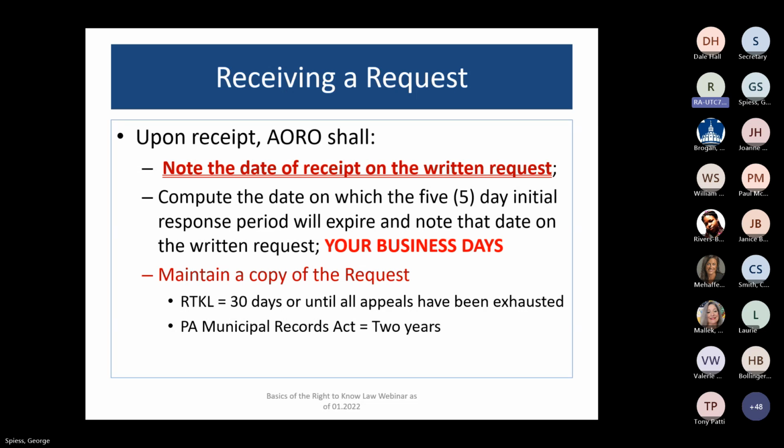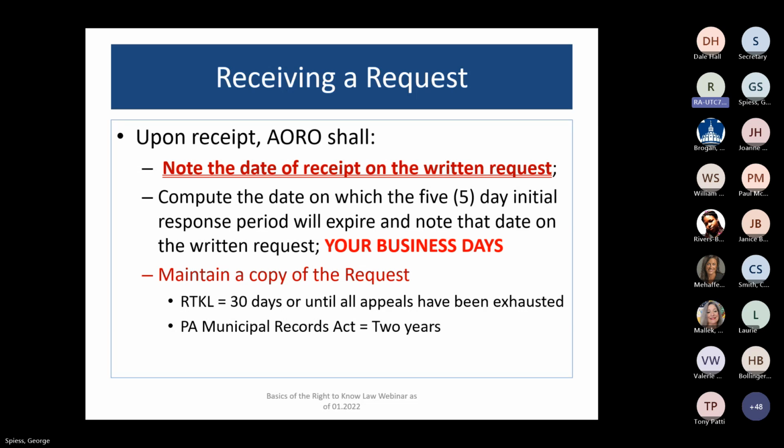Okay, maintain a copy of your request. Now, the right to know law says 30 days or until all appeals have been exhausted. If it ends up getting appealed all the way up to the Pennsylvania Supreme Court, that could take several years. So you want to hang on to stuff. Within Pennsylvania, though, there is another law. It's called the Pennsylvania Municipal Records Act. If your municipality has adopted this law, it says hang on to everything for 2 years. After 2 years, provided there's no appeals pending, you can dispose of it. I would really recommend that you take a look at this Municipal Records Act. It deals with records retention in general, not just the right to know law.